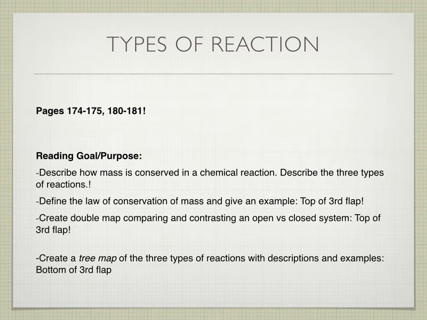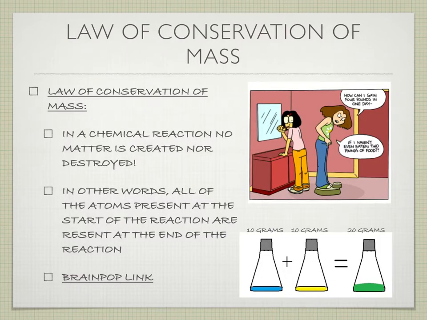Your reading goals: you need to describe how mass is conserved in a chemical reaction and describe the three types of reactions. You'll need to define the law of conservation of mass and give an example, top of third flap. You will need to create a double bubble map comparing and contrasting an open versus closed system, top of the third flap, and then create a tree map of the three types of reactions with descriptions and examples. Pictures could be very helpful here, and that will be at the bottom of the third flap. So let's start with the law of conservation of mass on your first set of pages.